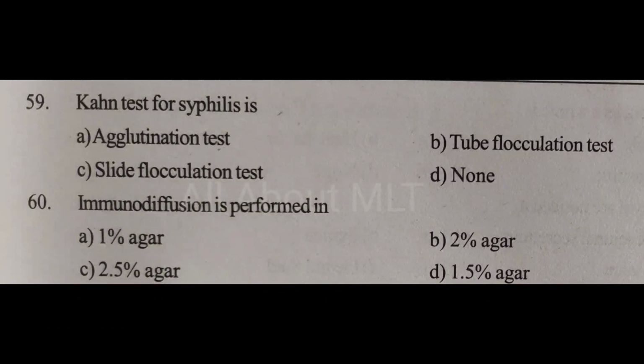Immunodiffusion is performed in option A, 1% agar, option B, 2% agar, option C, 2.5% agar, option D, 1.5% agar. Answer is option A, 1% agar.